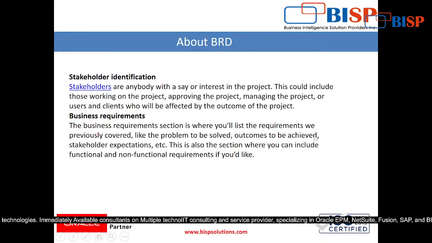Outcome to be achieved. What type of outcome? For example, in order to cash, they want, as soon as a sales order is created, one email to be sent immediately to the customer, one email to the sales manager, and immediately the printout should be saved into the records. So this is called outcomes to be achieved. This is also a section where you can include functional, non-functional requirements. How the functionality works depends on the requirement.